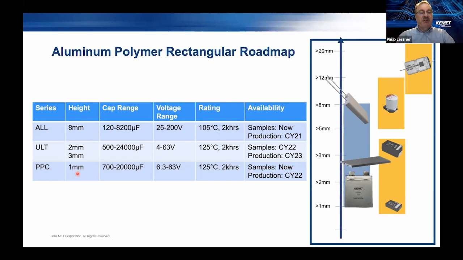So we have actually 3 different series we'll offer. The PPC at 1 millimeter, the ULT series at 2 millimeters and 3 millimeters, and then the ALL series that has an 8 millimeter. They'll be offered in various voltage ratings and some fairly high cap ratings at different temperature ratings, again, suitable for replacing multiple individual surface mount capacitors and also suitable for stacking in modules.